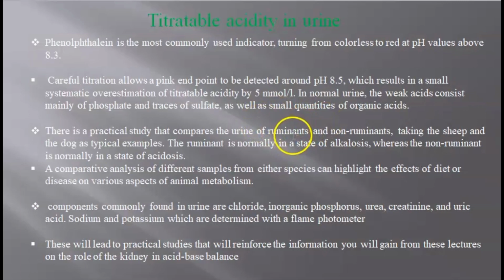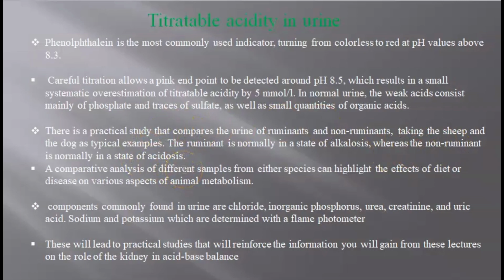A good example you can remember is how many animals chew their cud even late in the night? They regurgitate food out of their stomach to chew it back. This is an example of a good ruminant animal. And the non-ruminant animal, the human being, is an example of a non-ruminant animal. They take a sheep and a dog as a good example. The sheep is a ruminant animal, while the dog is a non-ruminant animal, which means a dog has the same system as a human being. So the ruminant animal is normally in a state of alkalosis, whereas the non-ruminant animal is in a state of acidosis.